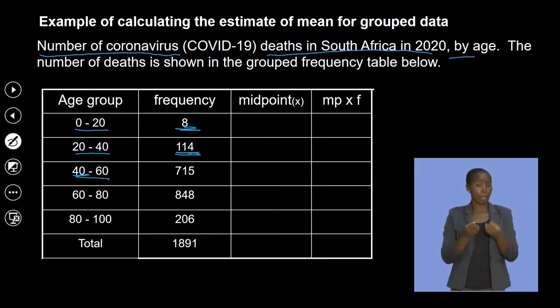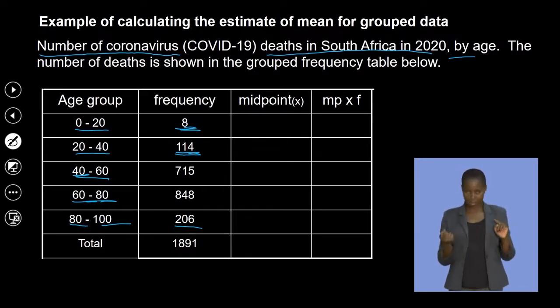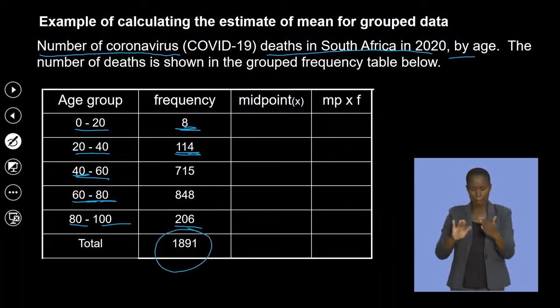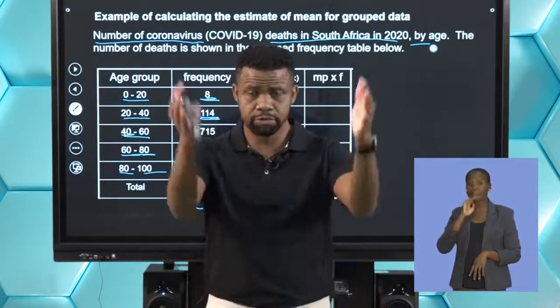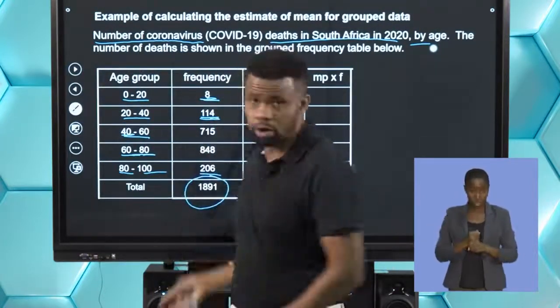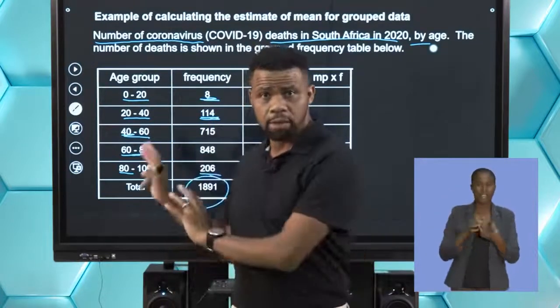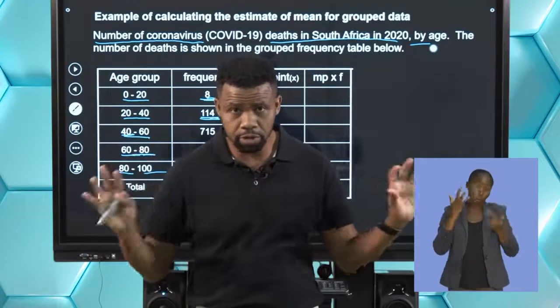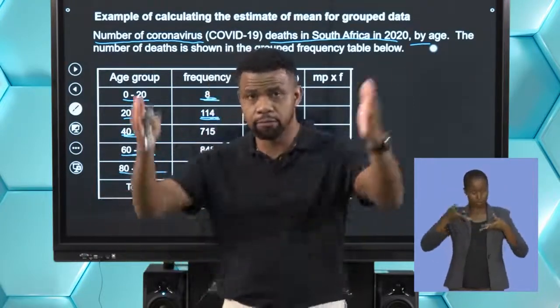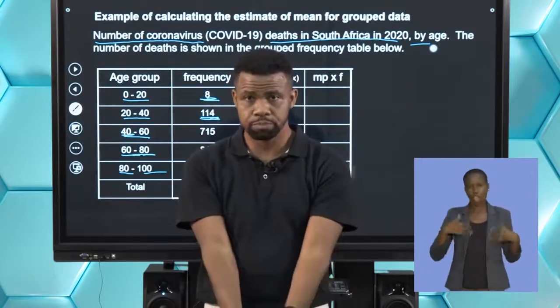40 to 60, 715 died from COVID-19. 60 to 80, okay. And 80 to 100. And the total number of people who died from COVID-19 is 1891. Okay. This is not the whole year. It's for a certain period. This could have been collected for 2 weeks, 3 weeks, a month, and so on. I'm not sure about when. But it's probably not the whole year or 2 years. It's for an interval, but it was grouped.